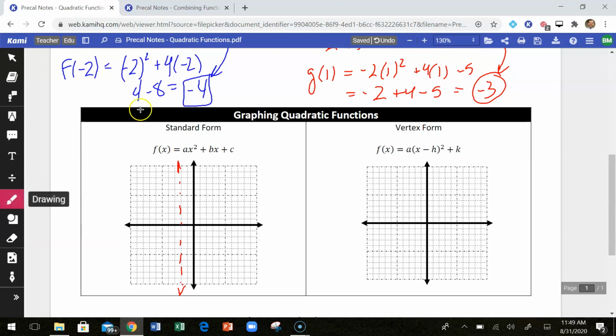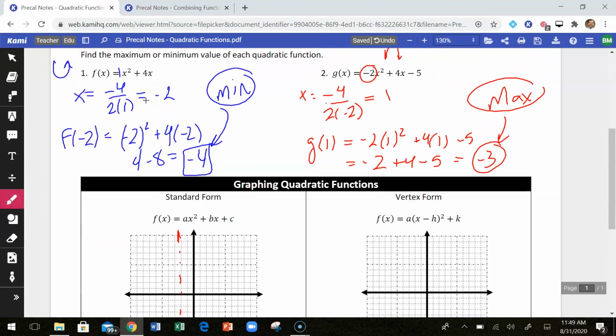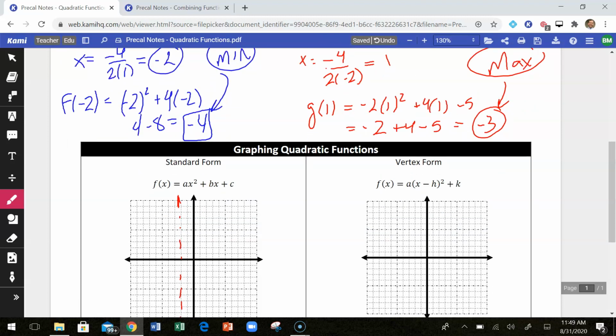We actually figured out the vertex of this thing, which was at negative 2, comma negative 4. So that's what that tells you. Axis of symmetry is x equals negative b over 2a, and that's going to give me my vertex. And then because this goes up, I know that I'm going to have a parabola that does this.